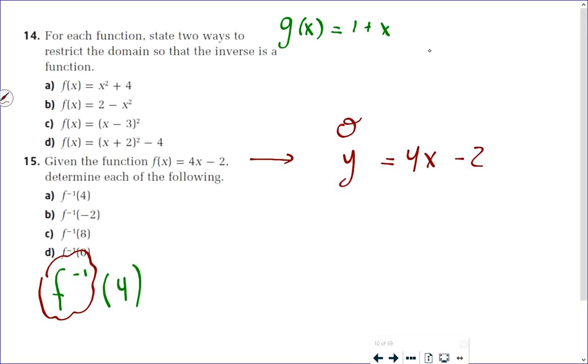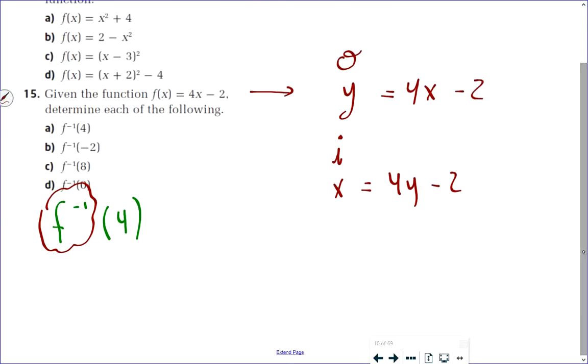And now what I'm going to do is write the inverse of the function by writing x equals 4y minus 2. And I can rearrange this for y: add 2 to both sides, divide everything by 4. I'm the kind of guy that likes to separate terms. You could certainly write x plus 2 all over 4. But I like to say x over 4, which is a quarter x, plus 2 over 4, which is a half.